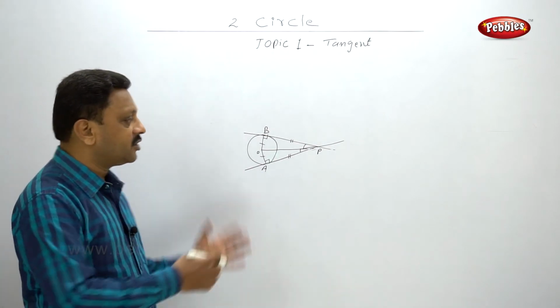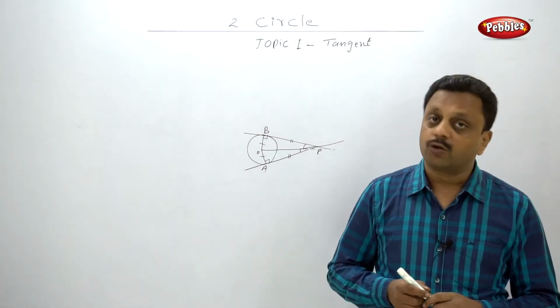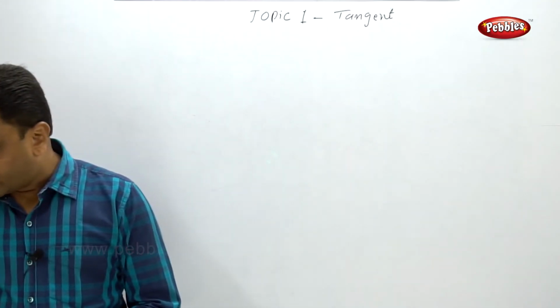So now, based on these three, let us see a few examples and then we will go to exercise 2.1. Let us see one example. They are given one circle.